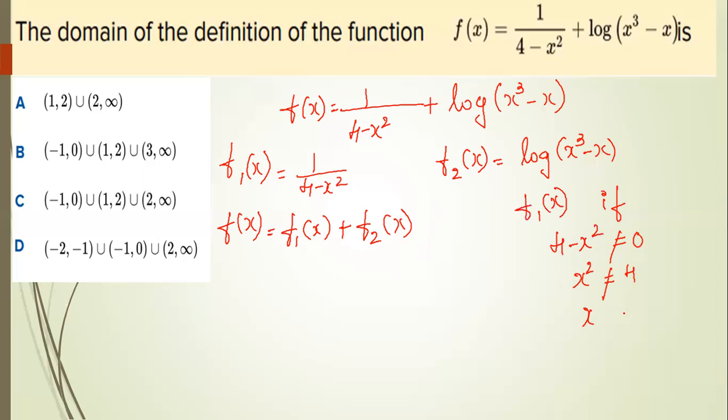So what are the values of x so that it can be equal to 4? What are the values x can take? x square should not be 4. So at what values does x square become 4? 2 and minus 2, correct? So x cannot be plus or minus 2. Okay, x cannot be plus or minus 2.